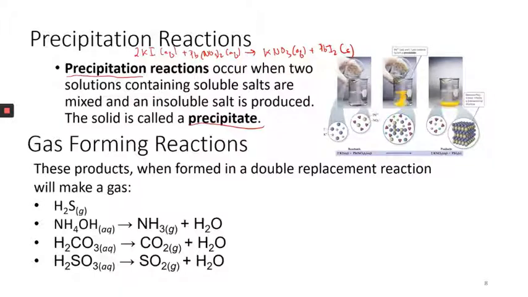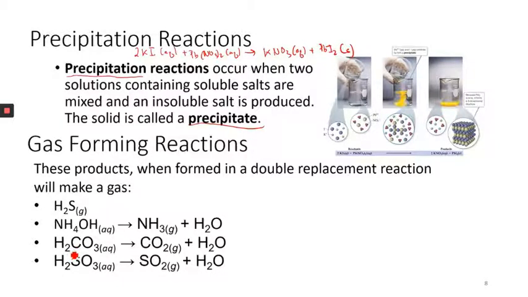In some reactions, you're going to form a compound, and that compound will immediately break apart and form a gas. Anytime you're doing a double replacement reaction and you form hydrogen sulfide, it will be a gas. It will bubble and have a rotten egg smell. If you form as a product ammonium hydroxide, that will immediately break apart into ammonia plus water, and ammonia is a gas, so you'll see some bubbling going on.